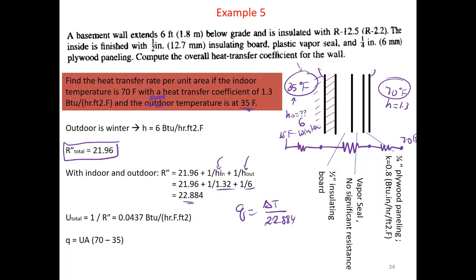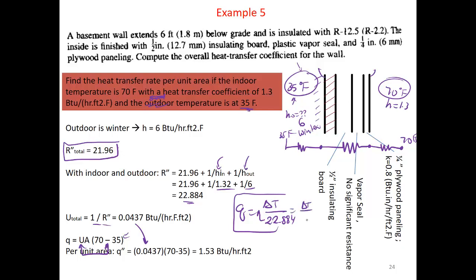22.884, and that's actually what we did here. Simply we took 1 over 22.884 and then we multiplied it by the delta T. We don't have the area, so we're going to do the heat flux, so it's the same exact answer. Whether you use this or you decide you want to use this, that's the heat flux because it's per unit area.